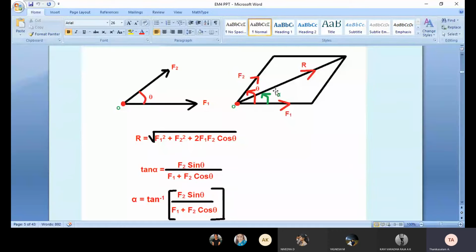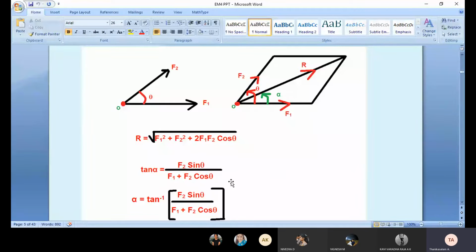And alpha is the resultant direction. Tan alpha equals F2 sin theta divided by F1 plus F2 cos theta. Therefore, alpha equals tan inverse of F2 sin theta divided by F1 plus F2 cos theta. Okay, this is the parallelogram formula.